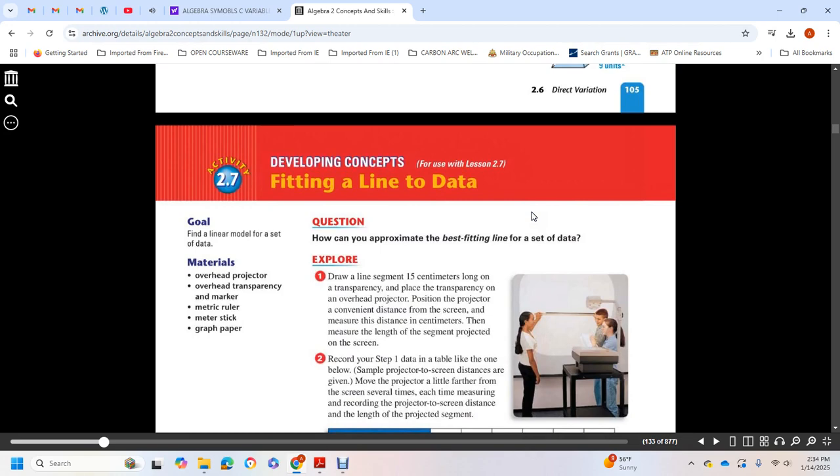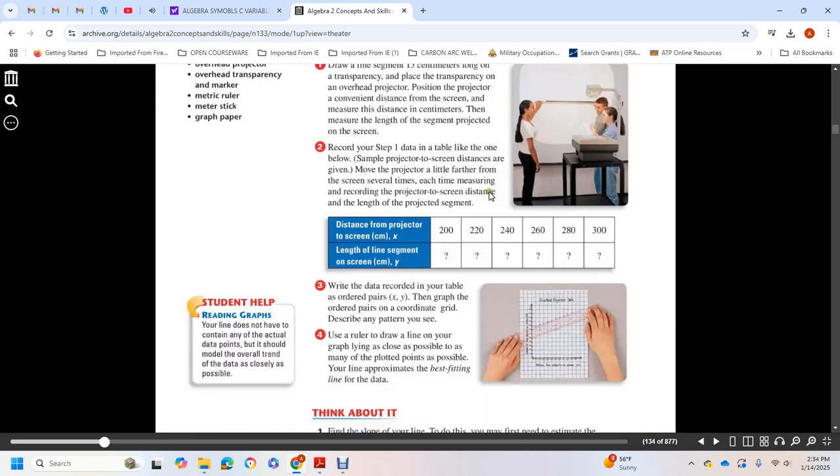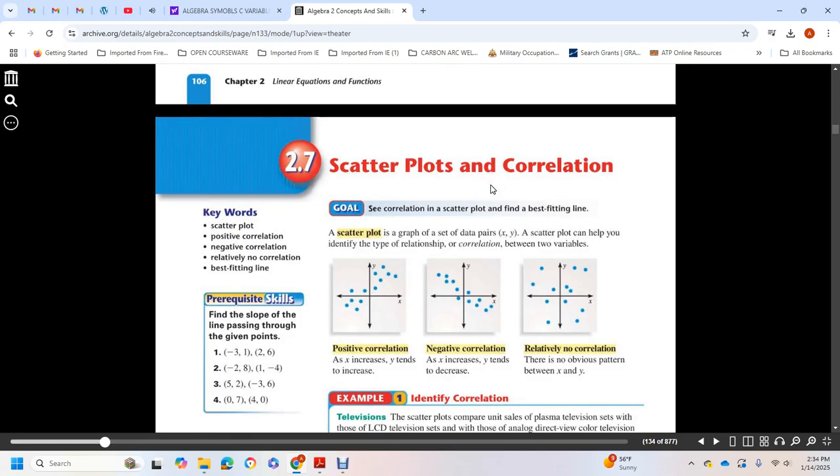2.7 Developing concepts: fitting a line. Scatter plots. A scatter plot is a graph of a set of data pairs x and y. A scatter plot can help you identify the type of relationship, or correlation, between two variables. Positive correlation: as x increases, y tends to increase. Negative correlation: as x increases, y tends to decrease. Relatively no correlation: there is no obvious pattern between x and y.